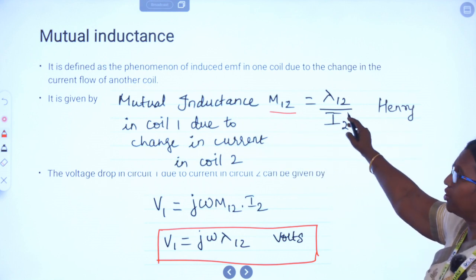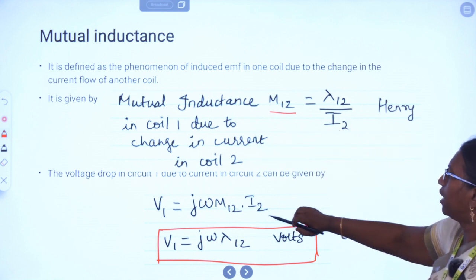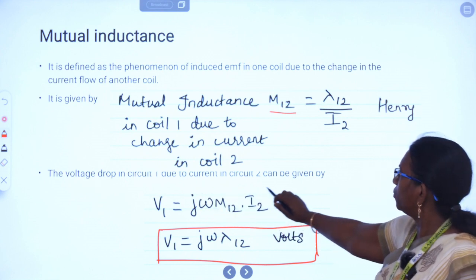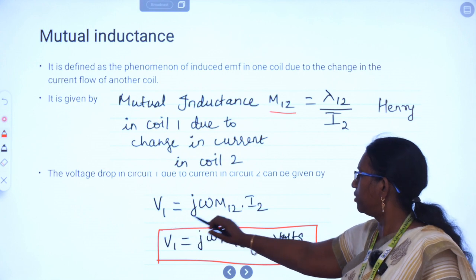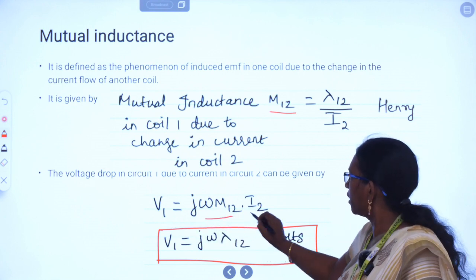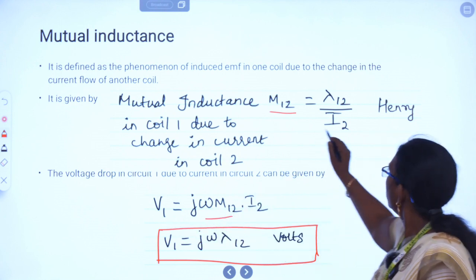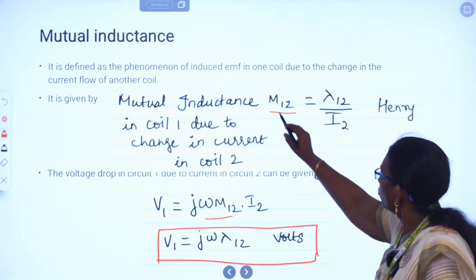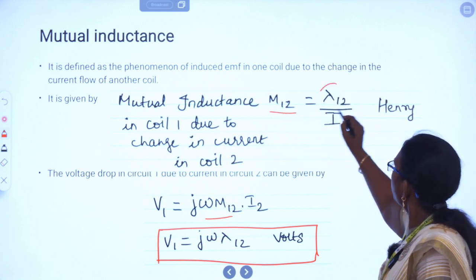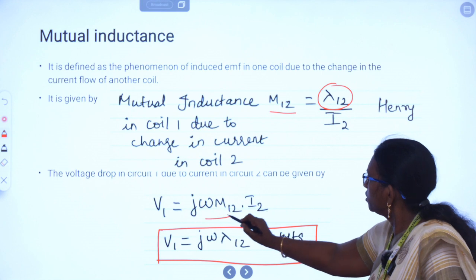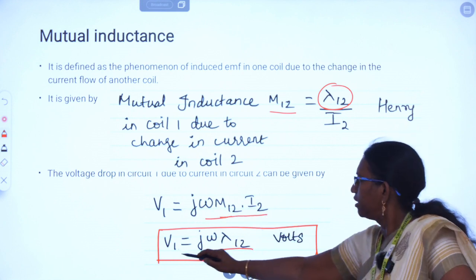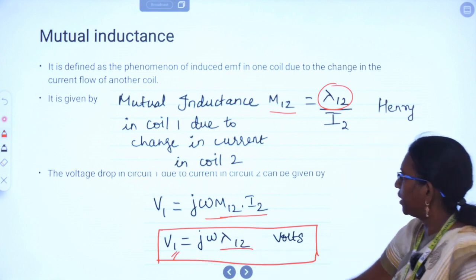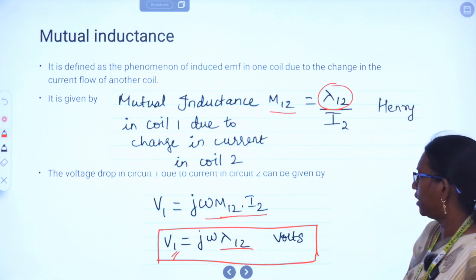So M12 is equal to λ12 divided by I2, and the voltage drop in the circuit due to the current in circuit 2 can be given by V1 = reactance × current. Again, I2 into M12 is nothing but λ12. So in place of M12 into I2, λ12 can be used, and the voltage drop can be obtained as jωλ12.